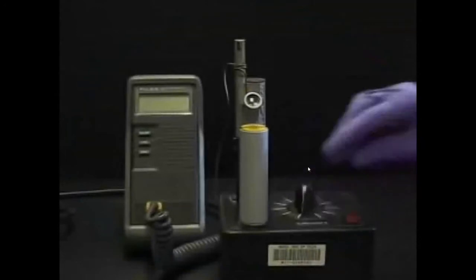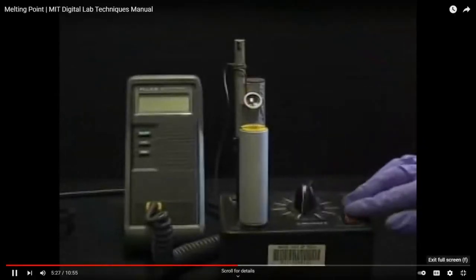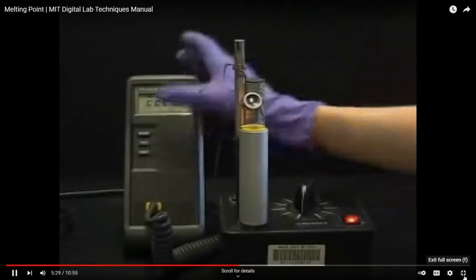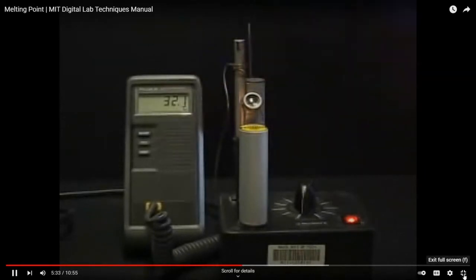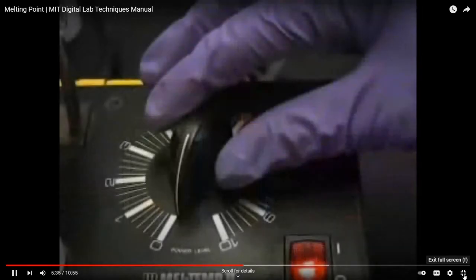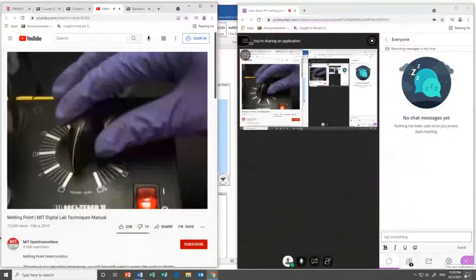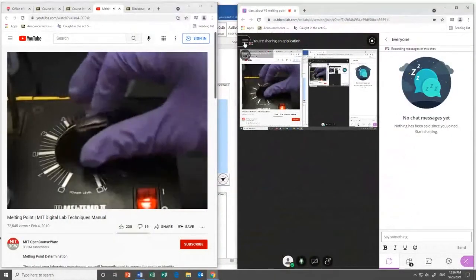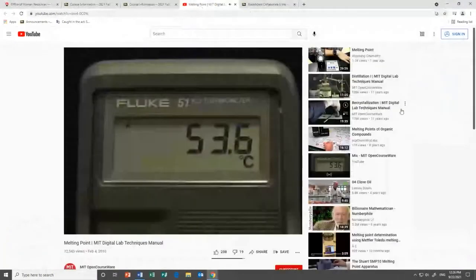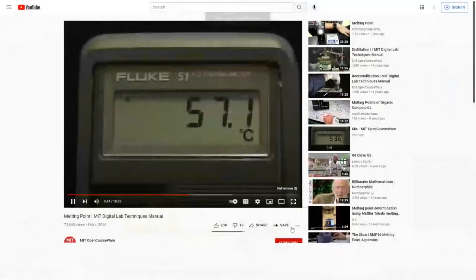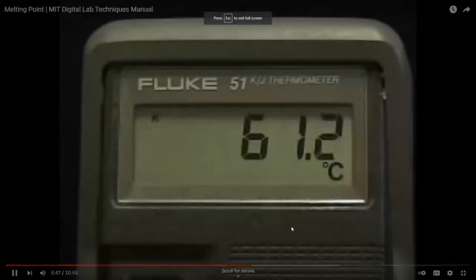To determine the melting point of a crystalline solid, set the voltage on the Mel-Temp to 0, turn on the power and the digital thermometer, and then insert a filled capillary tube into the sample holder. If the temperature is lower than 20 degrees Celsius below the expected melting point, then dial the voltage to a setting that enables the temperature to increase at a rate of 10 to 20 degrees Celsius per minute.